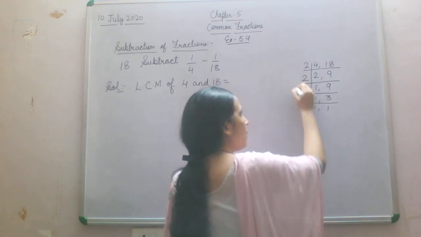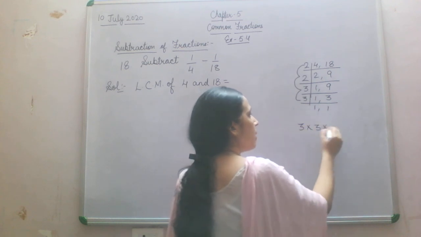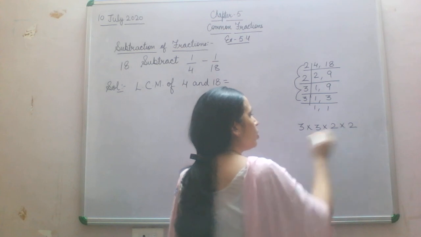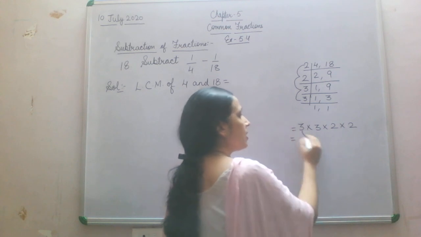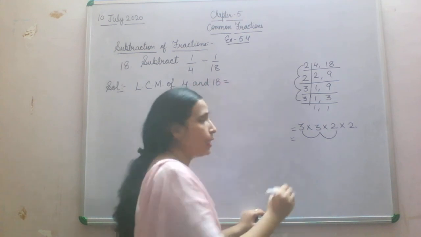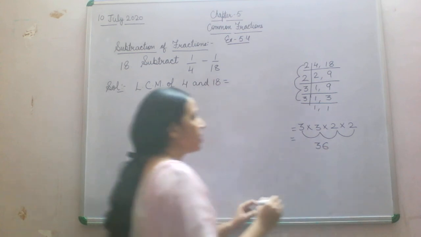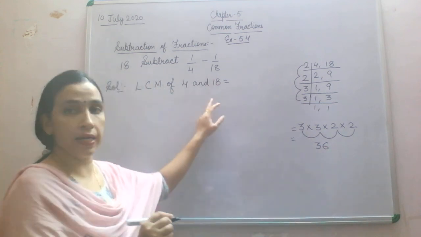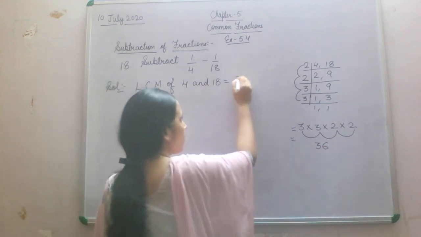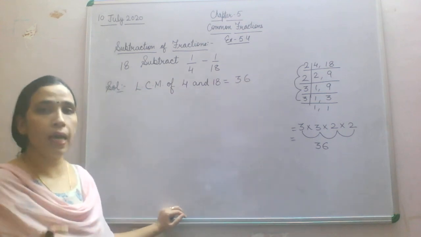Now we'll multiply all these factors. 3 multiplied by 3 multiplied by 2 multiplied by 2. What will we get? 3 3s are 9. 9 2s are 18. 18 2s are 36. So what is the LCM of 4 and 18? That is 36. 36 is the LCM of 4 and 18.